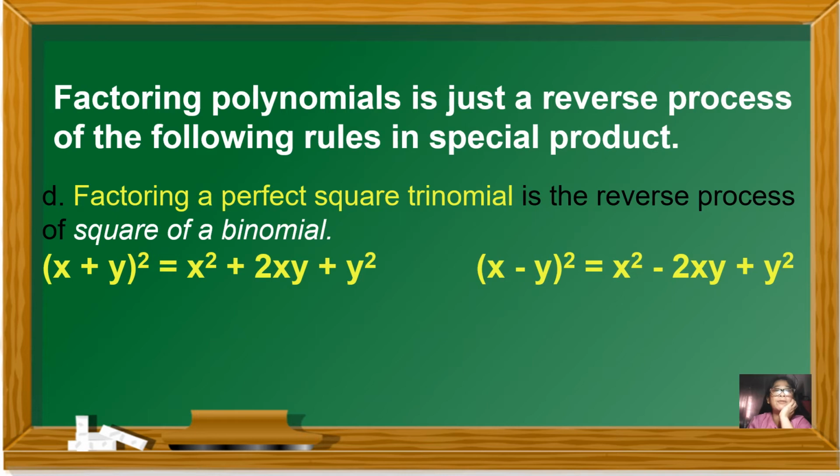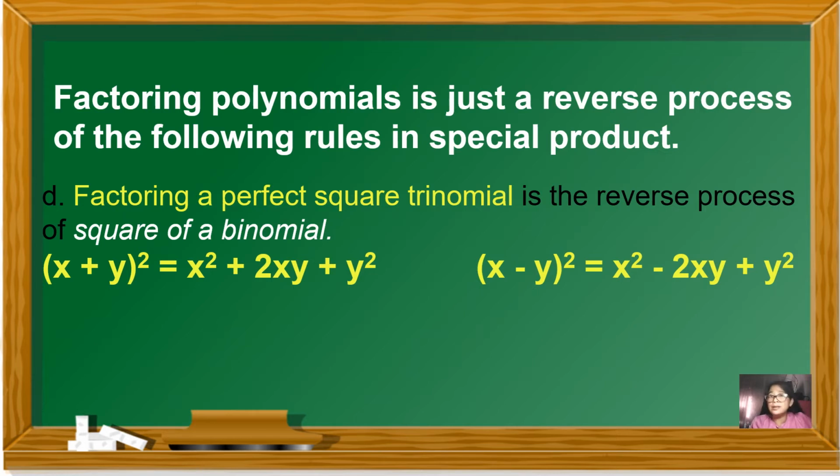Okay, the next type of factoring is factoring a perfect square trinomial. So it is the reverse process of the square of a binomial. So we have here the binomial x plus y, then square. That's why it's called square of a binomial. So the product is x squared plus 2xy plus y squared. When we factor this, it is called factoring a perfect square trinomial.